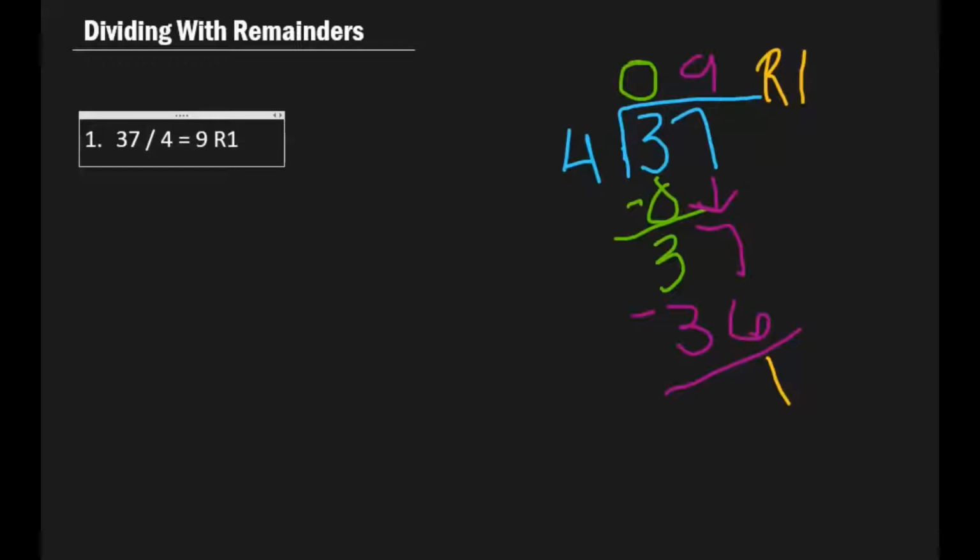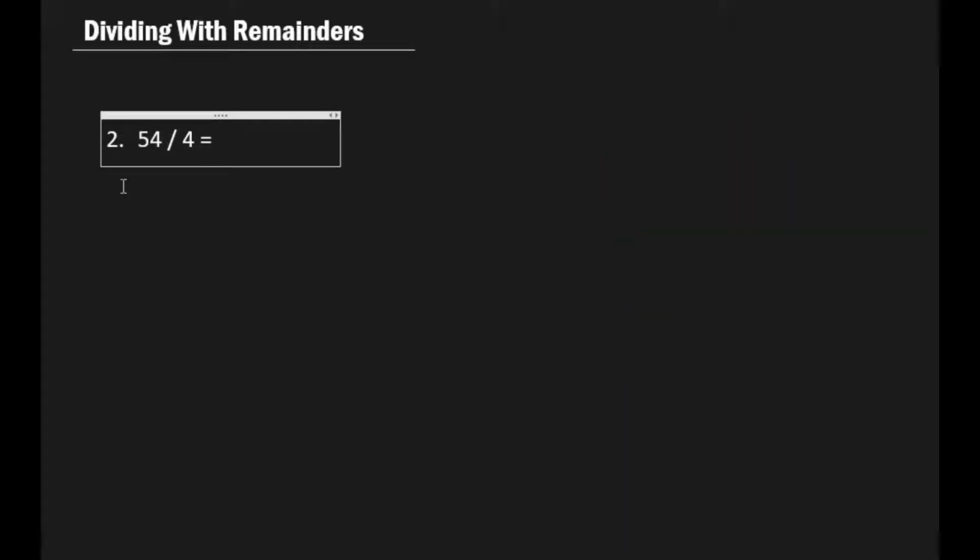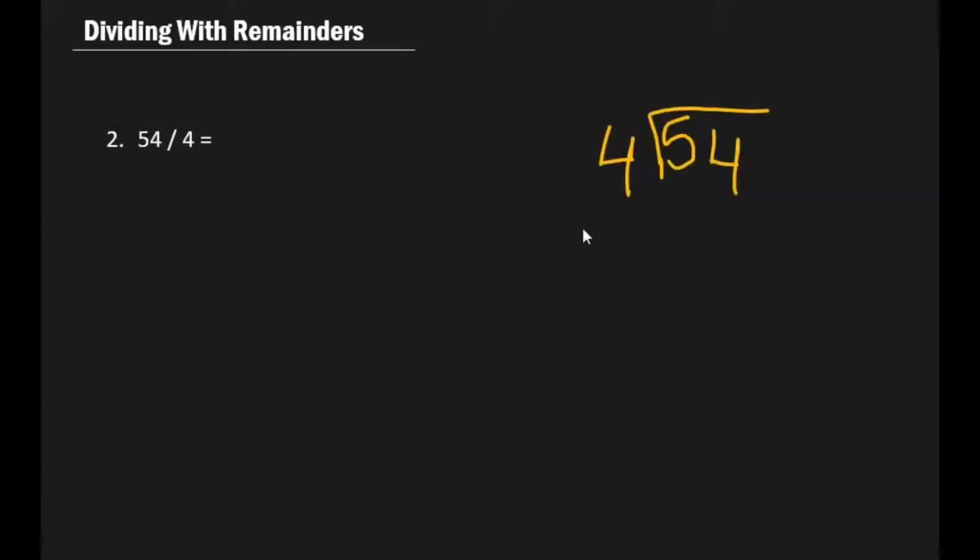Let's go to our next question. Our second question is 54 divided by 4. Again, we want to write it down first. Now that we have our problem written down, we want to see how many times 4 can go into 5. 4 can go into 5 one time. So we write a 1 up here, and we subtract 4 from 5 because 4 times 1 is 4. 5 minus 4 is 1.